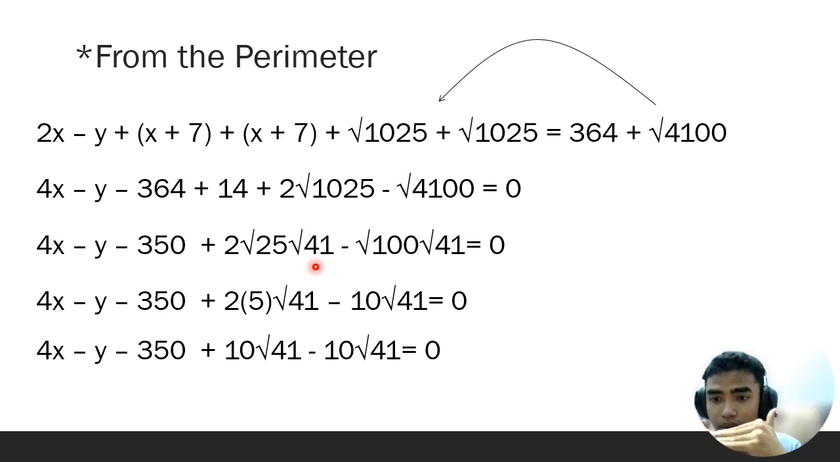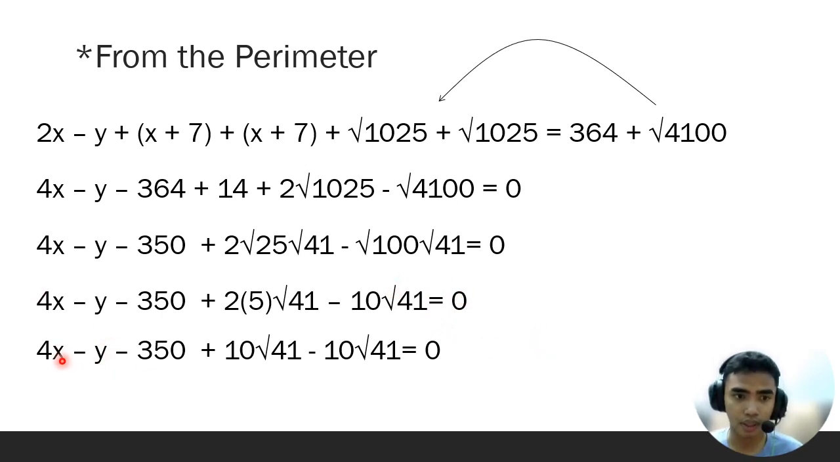Inside the square root, we have factorized here to become 25, and we also factorize 4100 to become 100 times 41, equal to 0. And let's move on. So 4x minus y minus 350, which is equal to 2 times 5 times root 41, because root 25 is 5. 41 doesn't have a perfect square, and minus 100 equals 10 times root 41 equals 0.